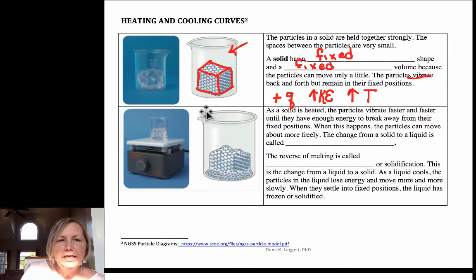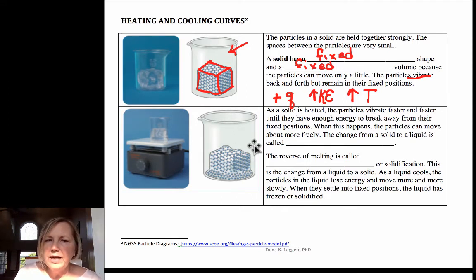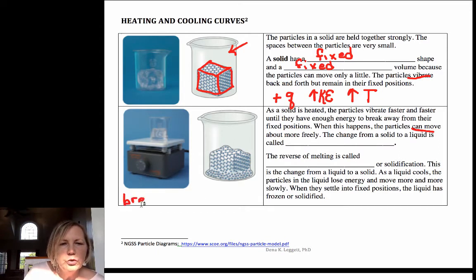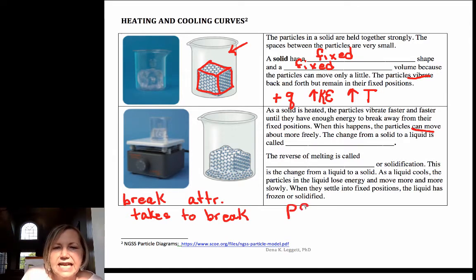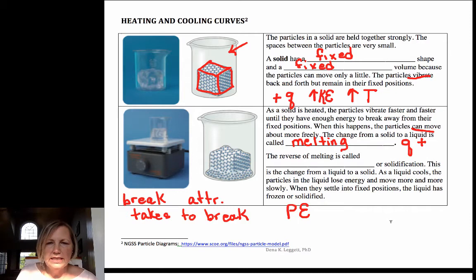Now, we reach a point where we hit the melting point. So the molecules are vibrating, vibrating, vibrating, and pretty soon they gain enough energy that the molecules can start to slide by one another. They start to break their attractive forces. And remember, it takes energy to break. Now, since we're talking about attractions in this case, we're talking about potential energy. So as we change from a solid to a liquid in the state called melting, we're breaking attractions. That takes heat to break, so Q is positive.